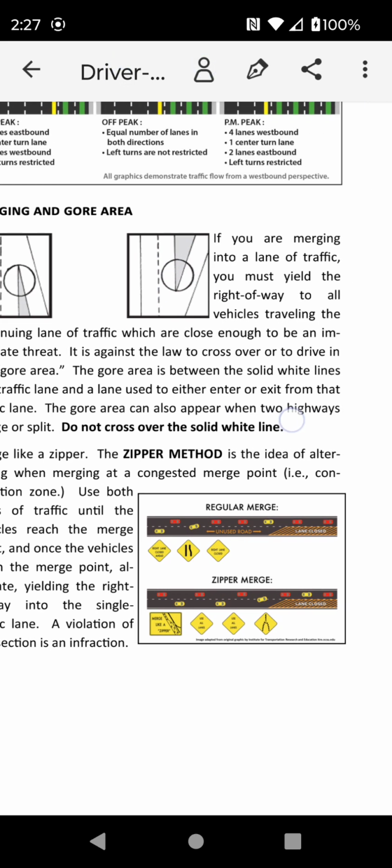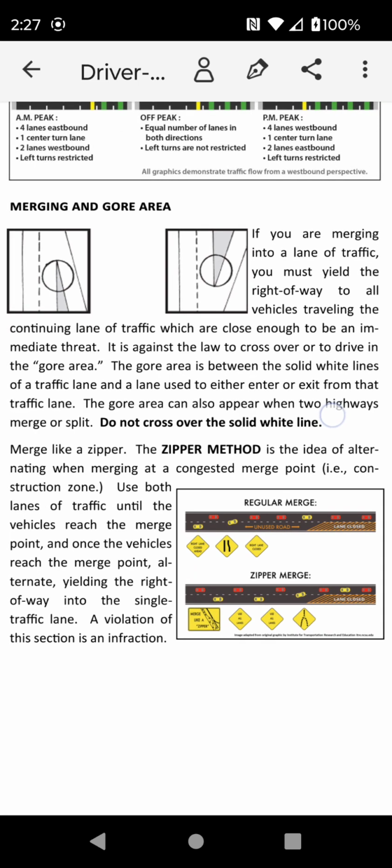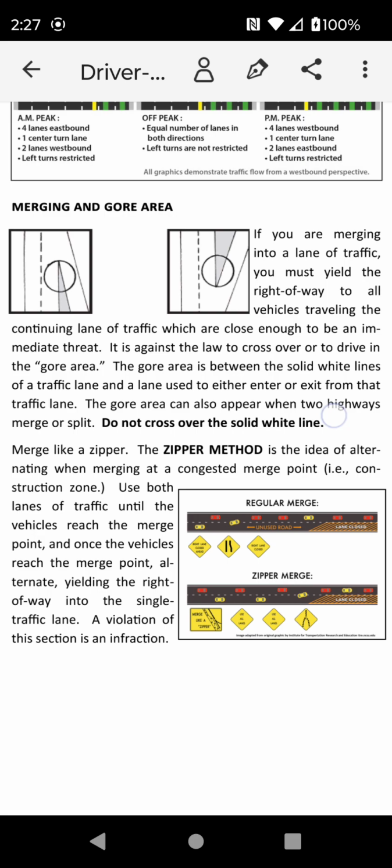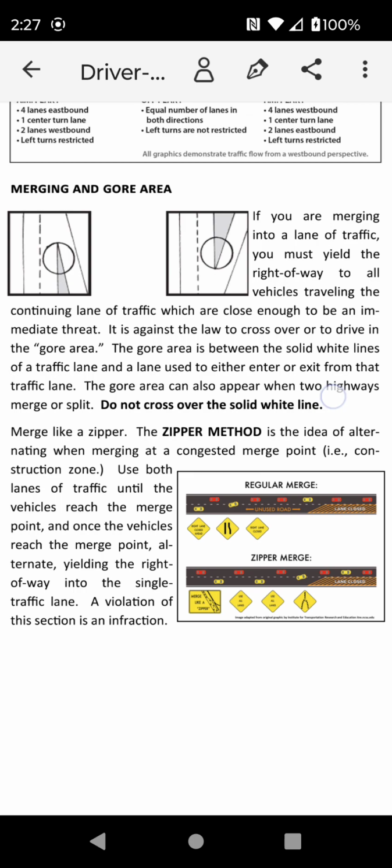Now, if you are merging into a lane of traffic, you must yield the right of way to all vehicles traveling in the continuing lane of traffic, which are close enough to be an immediate threat. So when you're getting on the freeway, the lane you're on sometimes will connect to the lane on the left here, in the left image, or it'll be in its own lane and you can slowly move over, and that own lane usually connects to the exit for getting off.